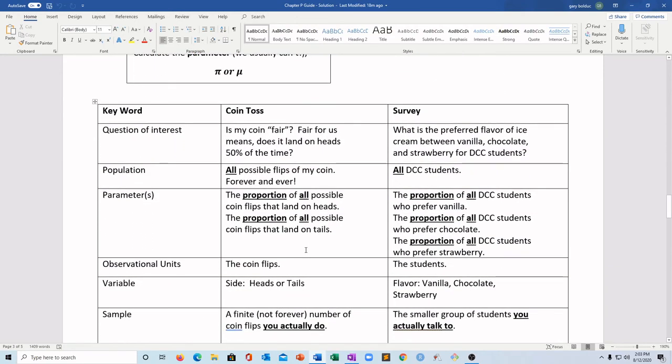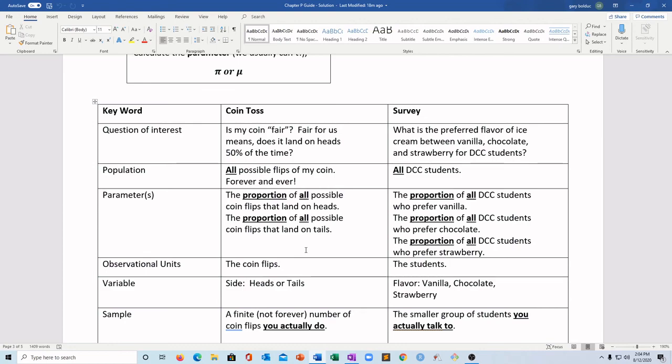Okay, so the first 2 are called the coin toss and the survey. So I have this broken down into a couple different pieces. One of these, the question of interest, is not a key term, but it's something you're going to start with for all these types of problems.